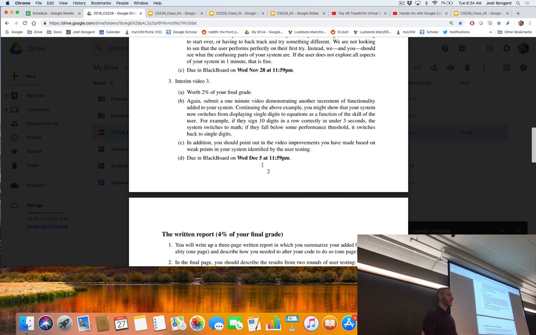So when you say sign 10 digits in a row correctly, does that mean you're going to display 10 different numbers in a row? This is an example, right? So this is just following this example of, in this case, this hypothetical student decides to show sequences of digits, and then the users have to sign 2, 3, 4, 5, 6. Or 6, 7, 4, 3, 1, 2. Just again, that's just an example. That may not be what you're actually doing. Any other questions? Okay, so back to lecture.